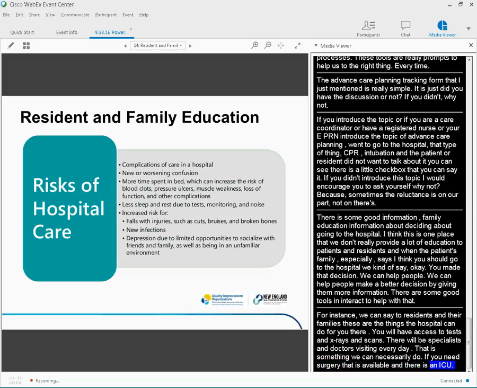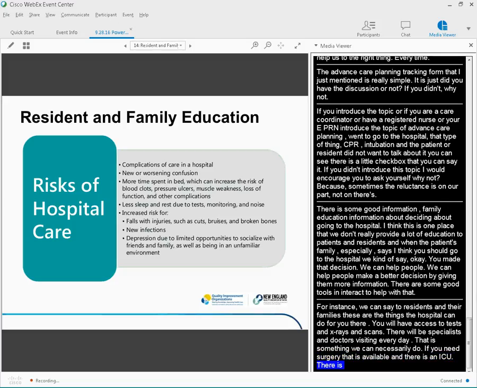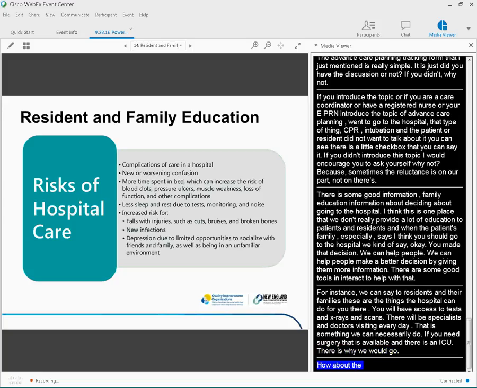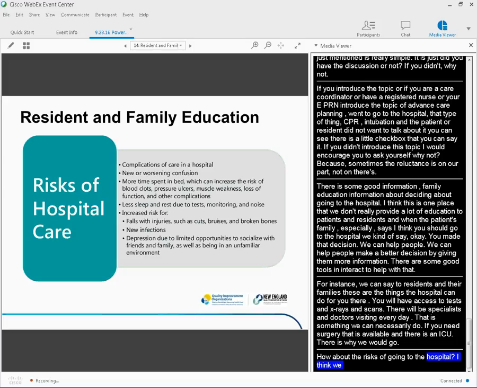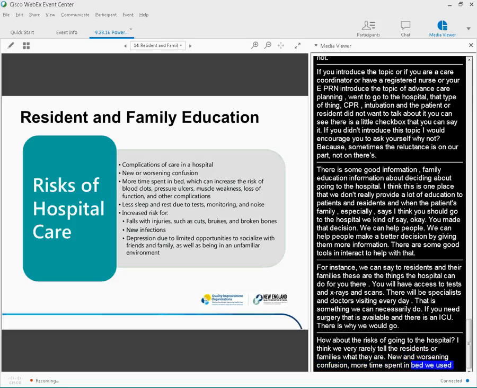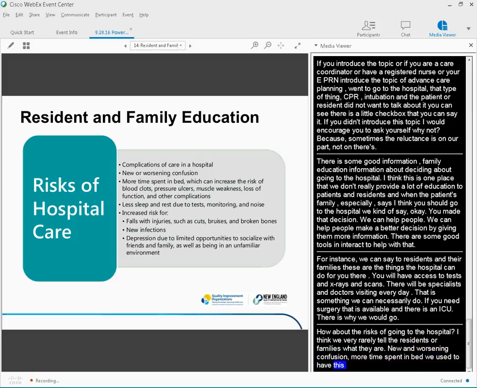How about the risks of going to the hospital? I think we very rarely tell residents or their families what they are. New and worsening confusion, more time spent in bed. We used to have this cynical saying in the hospital that if you walked in from a nursing home, chances are you won't walk out because we're not going to get you up.